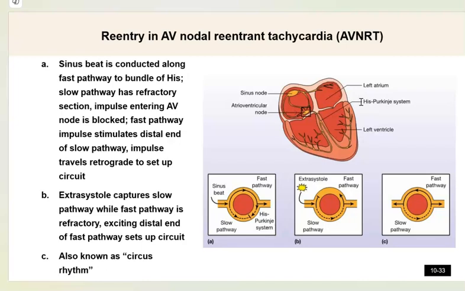Okay, so AV nodal reentrant tachycardia. A really fancy word with a lot of letters there. The sinus beat is conducted along a fast pathway to the bundle of His. The slow pathway has a refractory section, and that impulse enters the AV node, but it's blocked. The fast pathway impulse stimulates the distal end of the slow pathway, and you get the retrograde back up, and all of a sudden you have both of these impulses going, and you have an extremely fast rhythm.